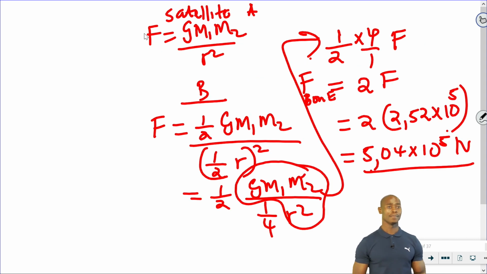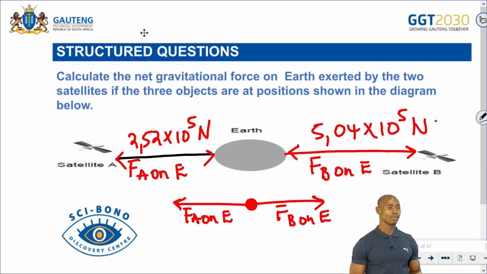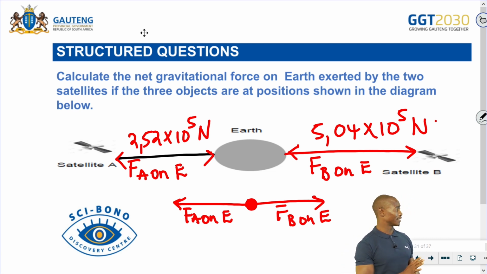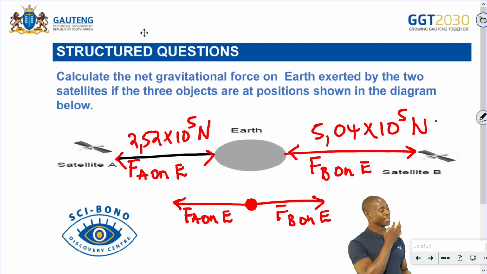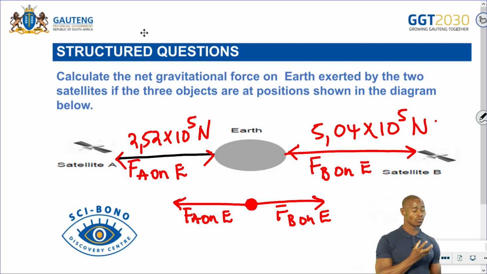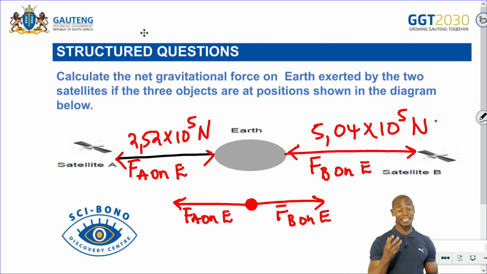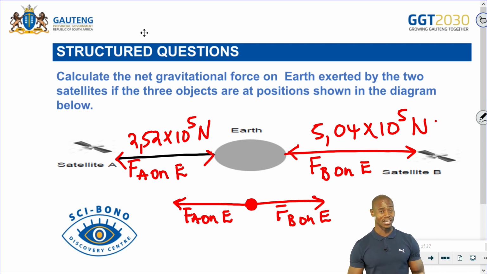So when it comes to this question, you are supposed to calculate the force exerted by satellite A on Earth, which is what we calculated in 5.1. We got that. And then we are supposed also to calculate the force exerted by satellite B on planet Earth, and then add the two to get the net gravitational force.